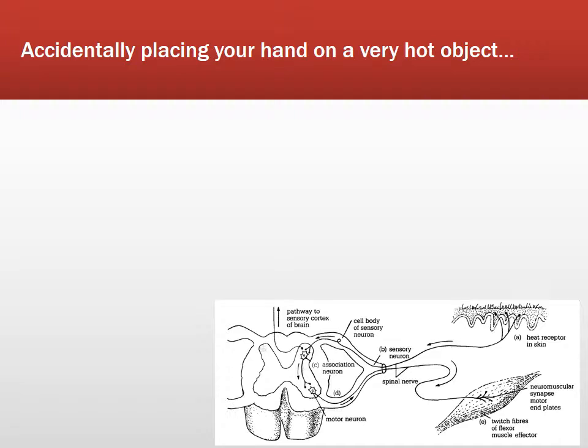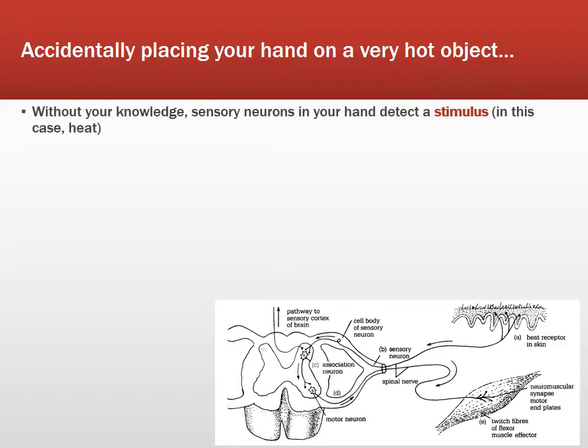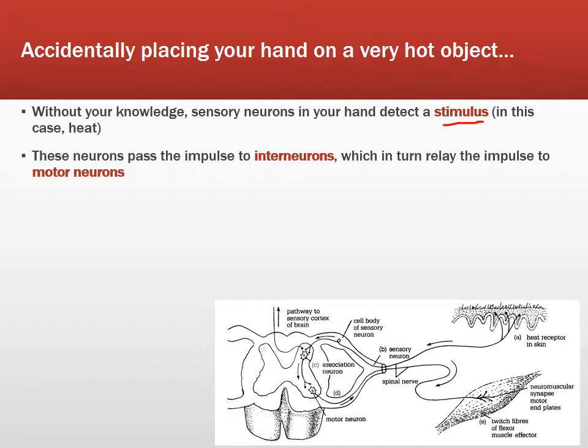So usually when we talk about reflex arcs, we tend to talk about kind of putting our hand on something very hot. So what happens if you accidentally touch the stove and you didn't realize it was on? Well, without your knowledge, sensory neurons in your hand are detecting a stimulus. So in this case, it detected the heat. So typically when you first put your hand on something hot, you don't realize that it's hot right away because your brain isn't actually processing it. What happens is that those neurons are going to pass the impulse to the interneurons. Remember, the interneurons are these guys right here in your actual spinal cord. So it's going to receive the message in your hand.